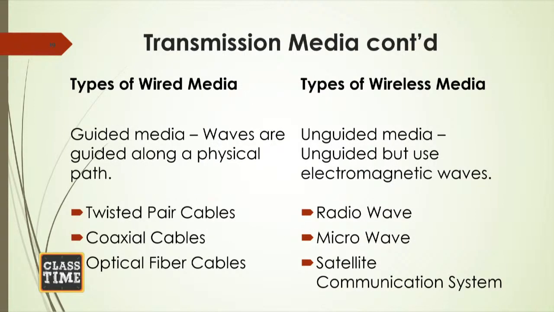Now, the types of wired media that we'll be looking at are twisted pair, coaxial cable, and optical fiber cables. And the types of wireless media that we'll be looking at are radio waves, microwave, and satellite communication. So the wired media are guided physically because we are using the wires to ensure that information gets from one point to another point. And the wireless media is unguided, where we use waves and links.